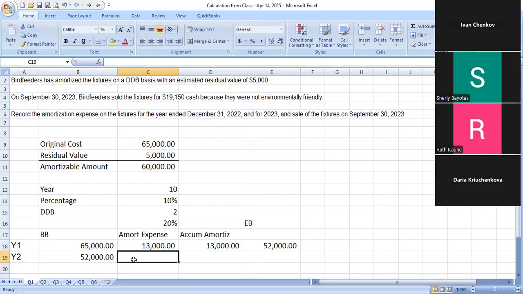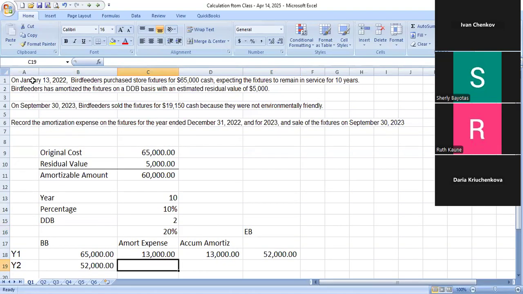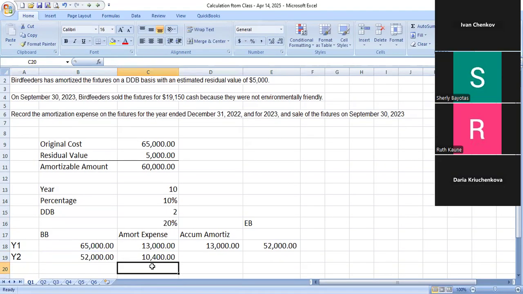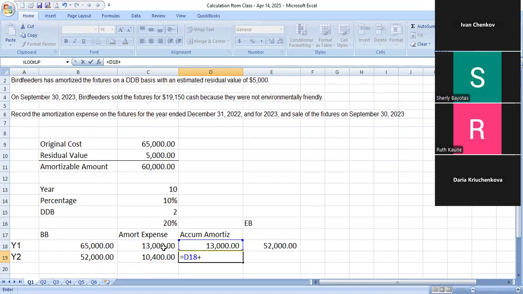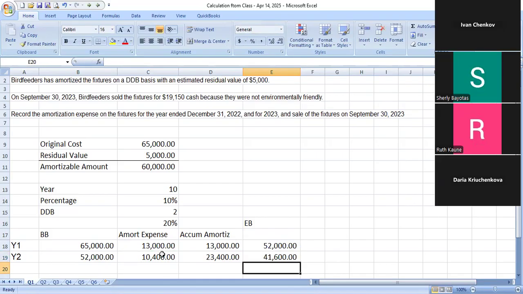And if we have a full year, then we're going to apply the 20%. So let's pretend that we have a full year, even though we purchased it in 2022 and we sold it in 2023. So we used it in 2022 for a full year. In 2023, we start using it, so let's pretend we're using it for the whole year. Then our amortization will be 20% of 52,000, correct? It will be 10,400. Then accumulated amortization is going to be the previous number plus the amortization of that period, and my ending balance is going to be that balance minus the amortization expense, which will be 41,600 if we have a full year.